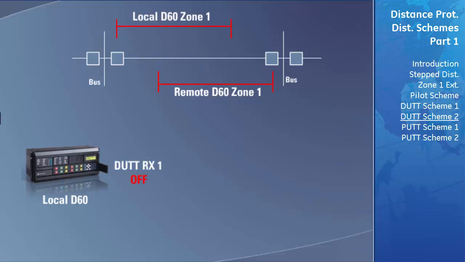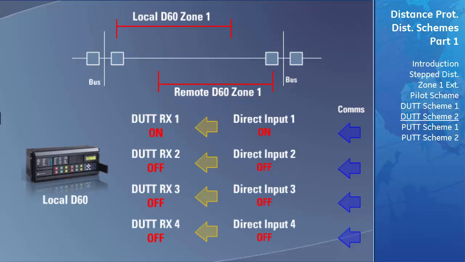The receive bit must also be programmed so that it can identify how and where the communication channel is getting input into the relay. For example, if the communication channel being used were a power line carrier, the output of the PLC hardware would be wired to a contact input of the D60. This contact input needs to be assigned to the DUTT receive bit. If the communication channel were from a direct fiber optic connection between the two D60s, the input to the relay would be a direct input. This direct input would then need to be assigned to the DUTT receive bit.